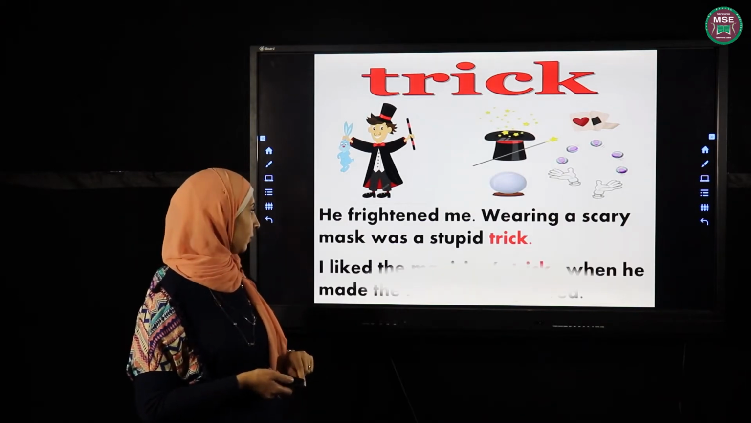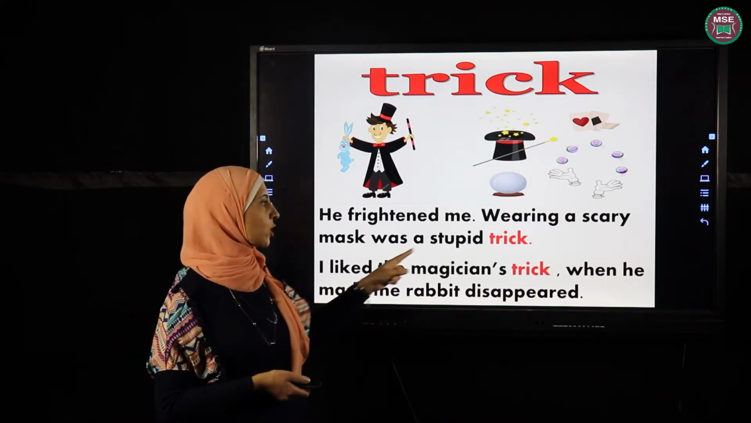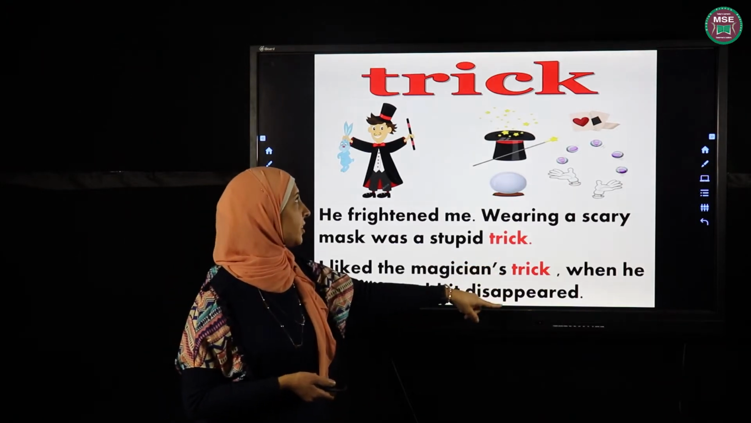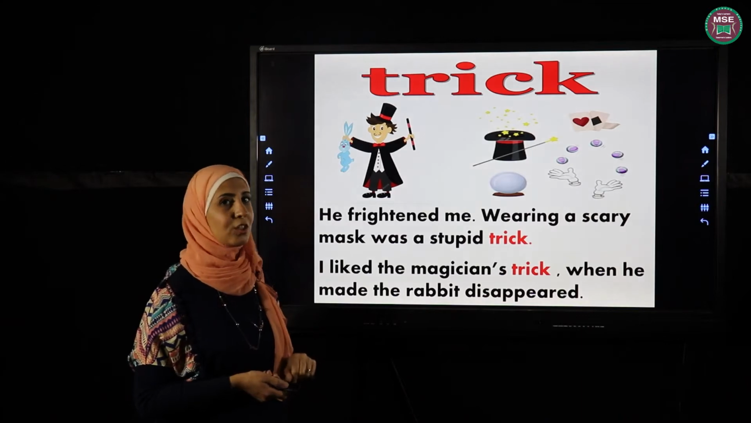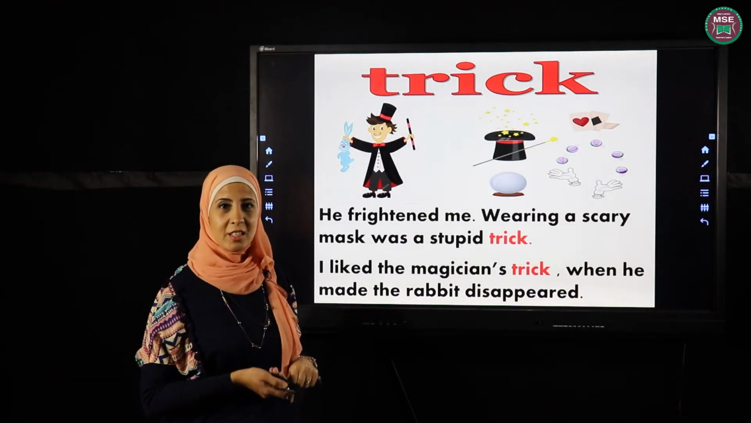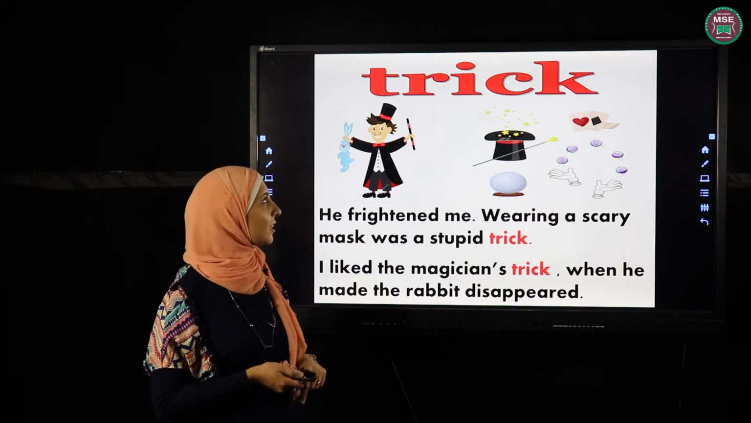Another example. I like the magician's trick when he made the rabbit disappear. As you see here in the picture. Did you see a magician before? Did you enjoy his tricks? Well done. Let's see the next.